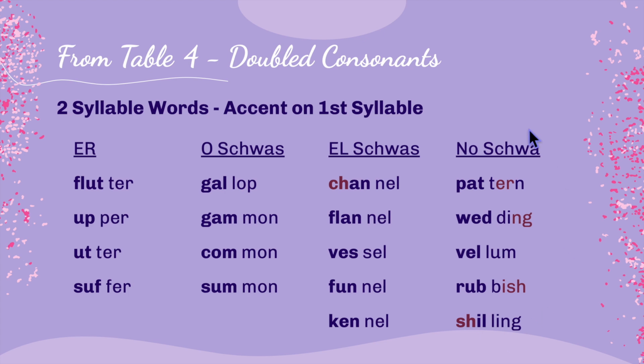In these words right here, we don't have a schwa. We have the normal ER sound here. Pattern, wedding, NG says ng, vellum, SH says sh, rubbish, shilling.